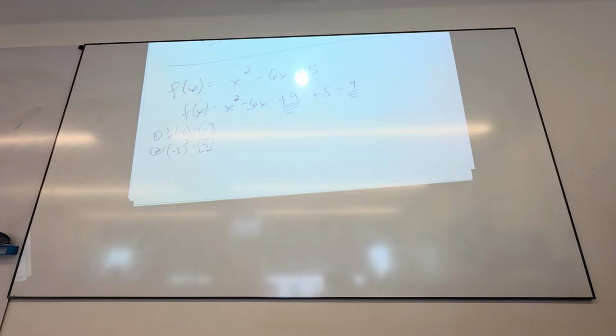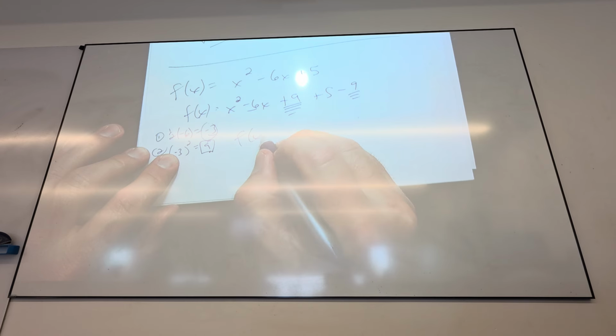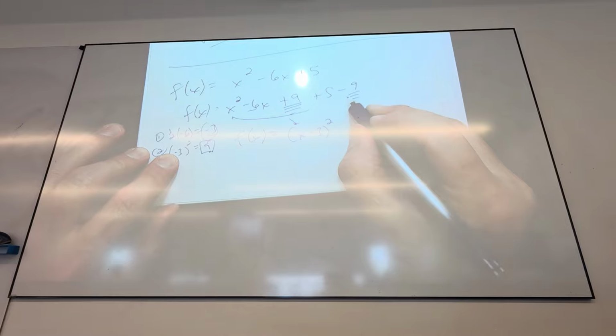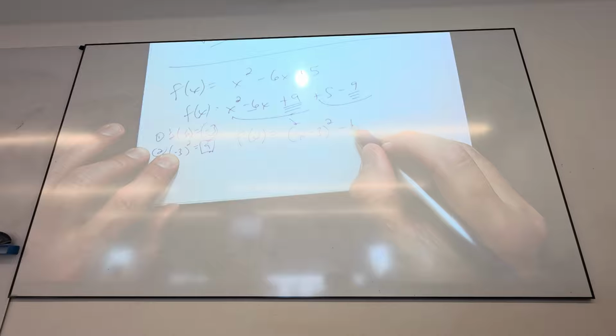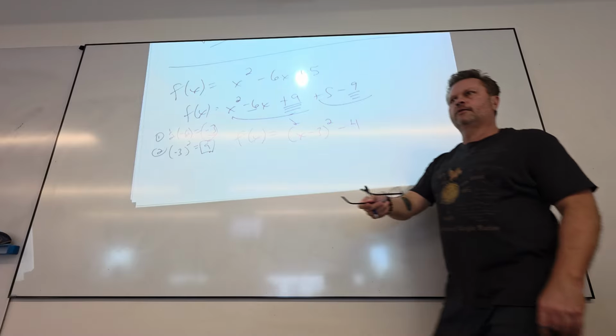X minus B squared. No thought involved. It's just this guy, right? This is x minus 3 squared. And what's 5 minus 9? Is it in the right form now? Yeah. So that's the trade-off.